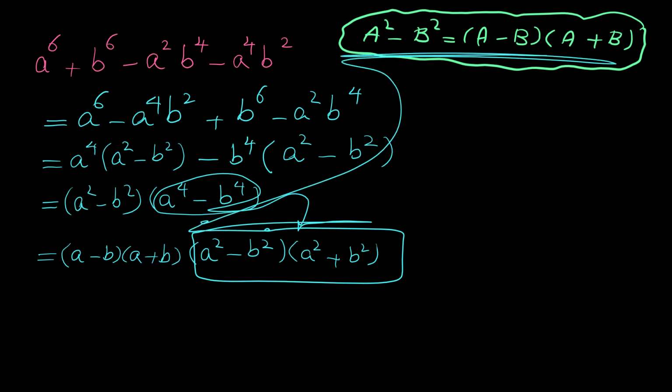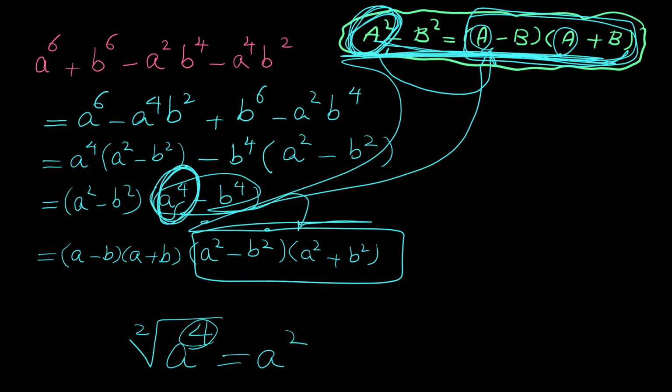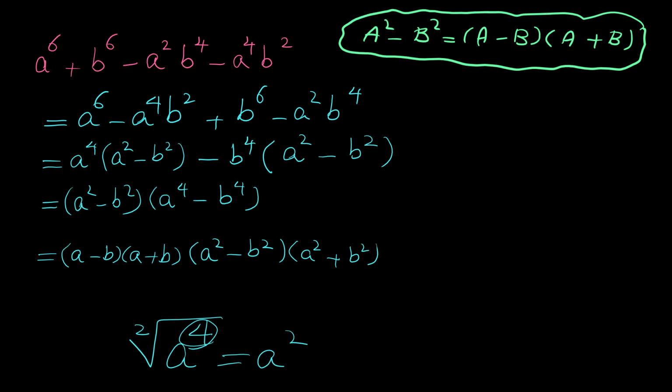When you want to use this identity, basically on the right side, what do you have to write? If it is a², you have to put a here. So the square root of whatever is here, we have to put here. Here we have a⁴. What is the square root of a⁴? 4 divided by the index 2 is a². That's the reason that in each bracket we have to put a² and b², for the same reason.